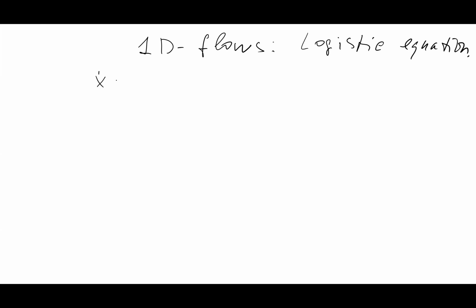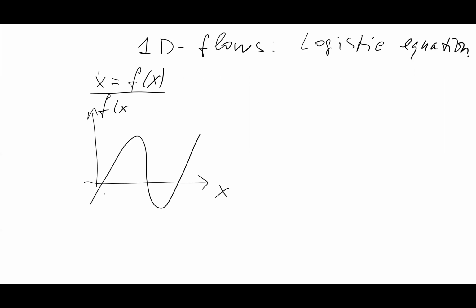We had a one-dimensional flow represented by a differential equation. Then we can plot the function f of x, assume it's something like this. Then points of intersection with the x-axis are equilibrium points. This is x1, this is x2, this is x3. In between equilibrium points, the sign of the function f of x does not change. In order to change it, it should cross the x-axis.